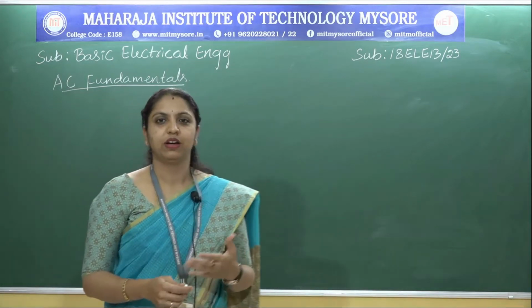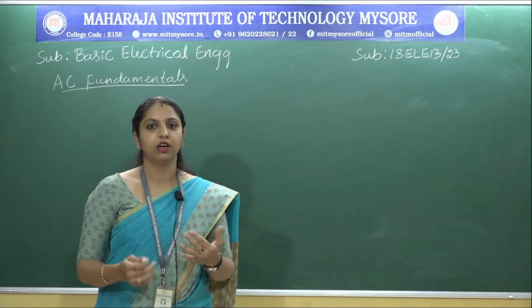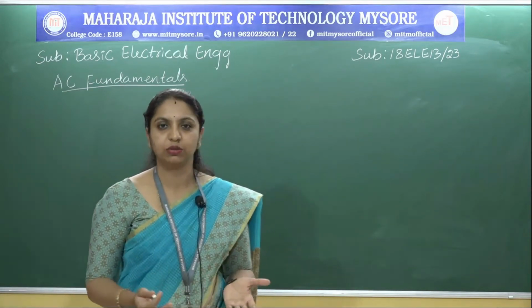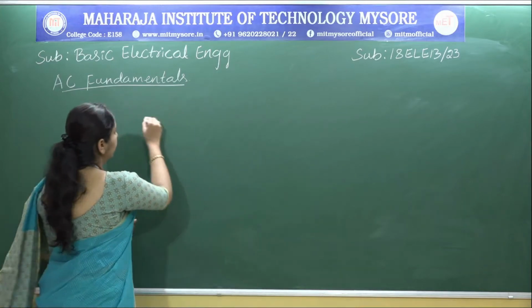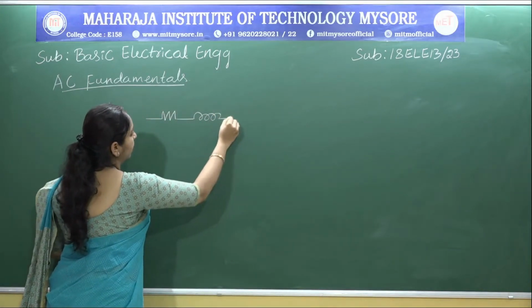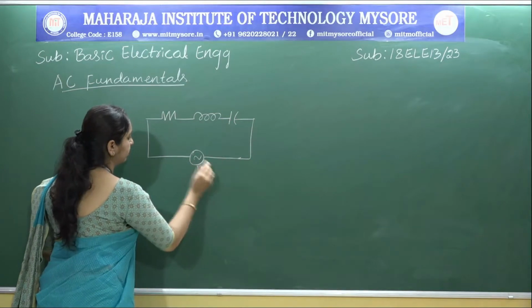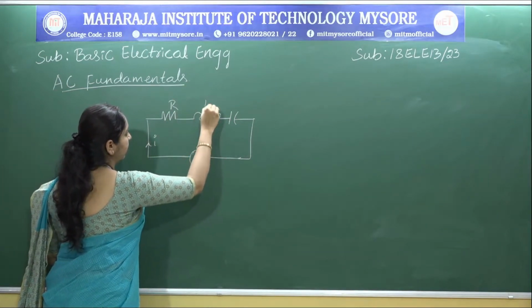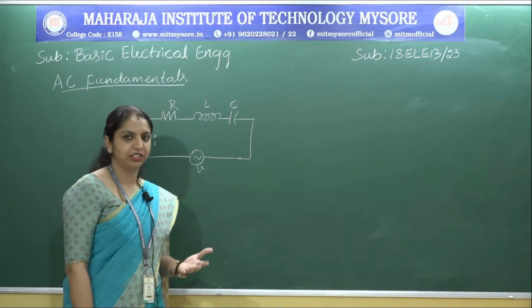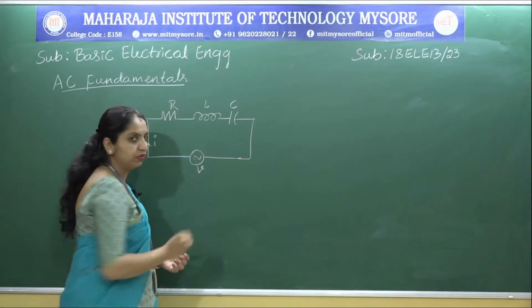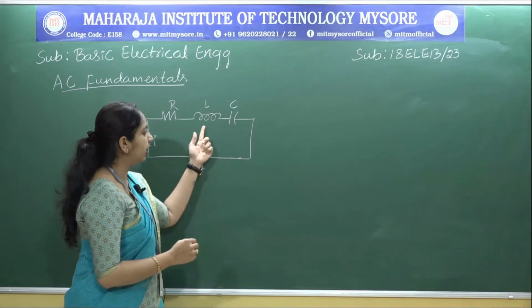An AC circuit consists of an alternating voltage source. Remember, an AC circuit consists of an alternating voltage source where the alternating current passes through circuit elements like resistor, capacitor and inductor. So alternating voltage, we represent in this form, where the alternating current passes through the circuit elements like resistor, inductor and capacitor.